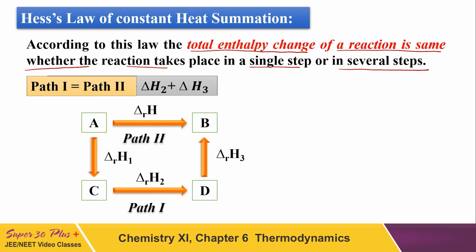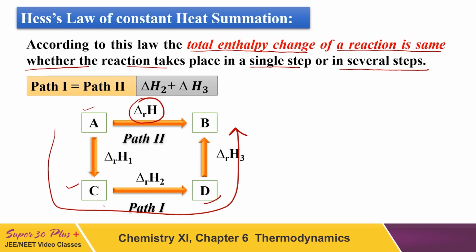Say for example, if we start the reaction with A and we go towards B, the heat involved is delta H. This is the second path. In the first path, we convert A into C, then C into D, and then finally D into B. In this path, there are 3 steps involved, and the reactions involved have delta H1, 2 and 3. In the second path, where we directly convert A into B, heat involved is delta HR.